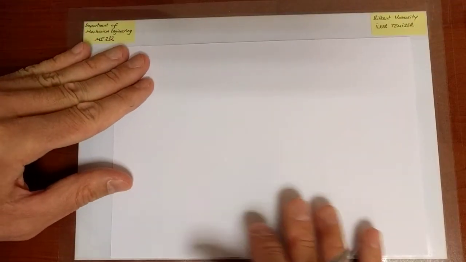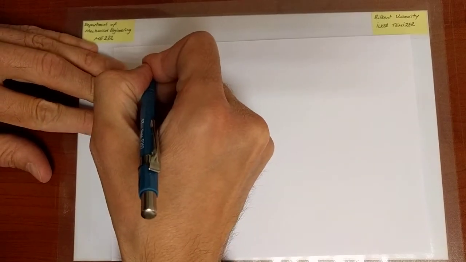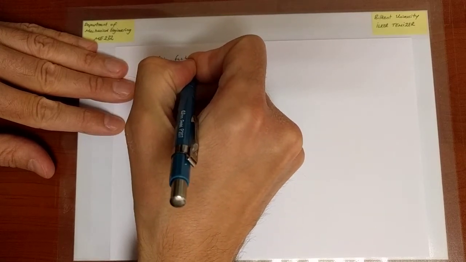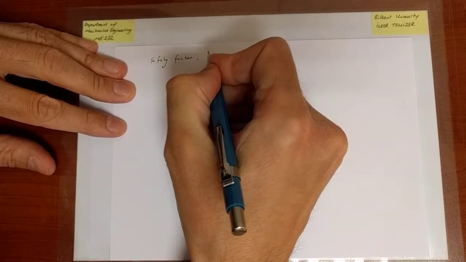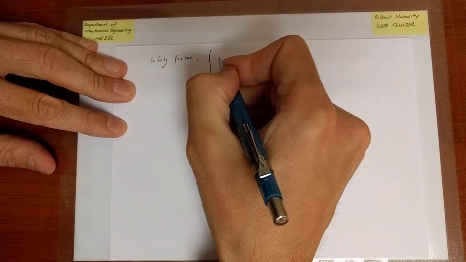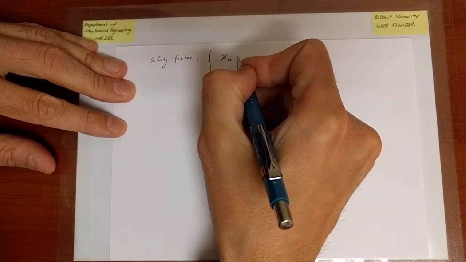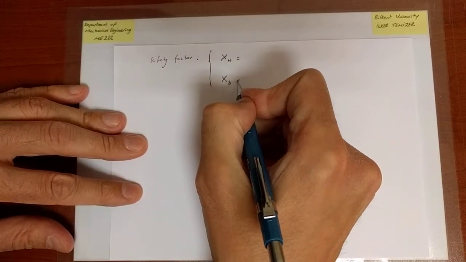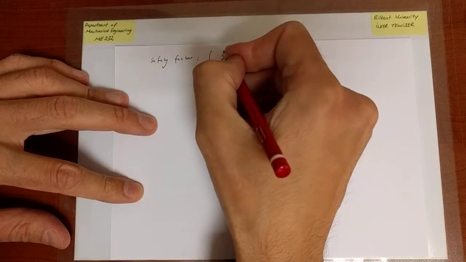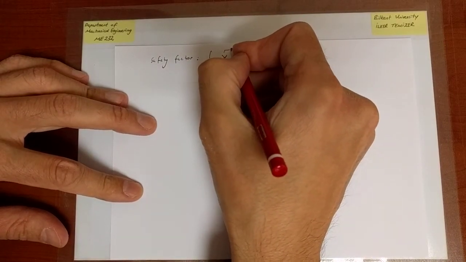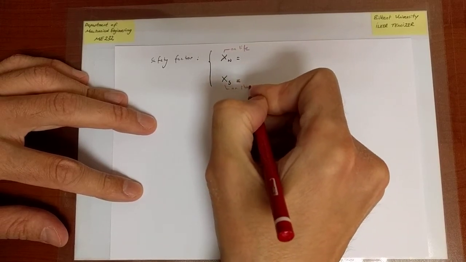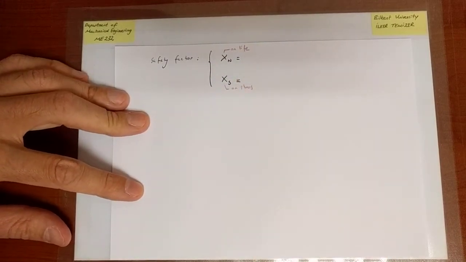So there are several safety factors in the case of fatigue. First of all, we can have a safety factor on life. Let's call that xn. Or we can have a safety factor on stress. Let's call that xs. So this is on life, and that's the safety factor on stress. And the way they're going to be defined is as follows.